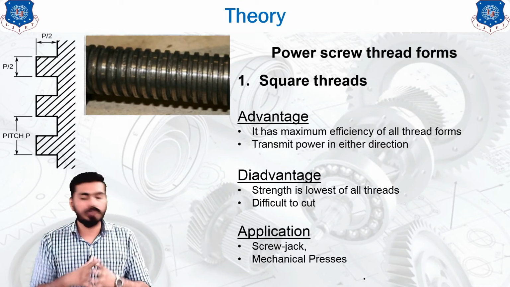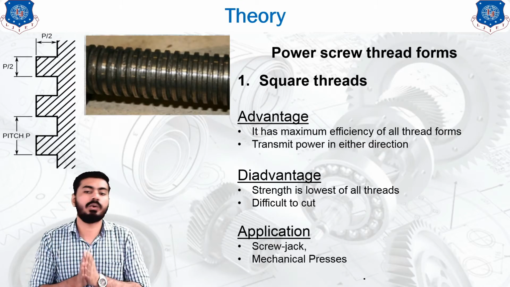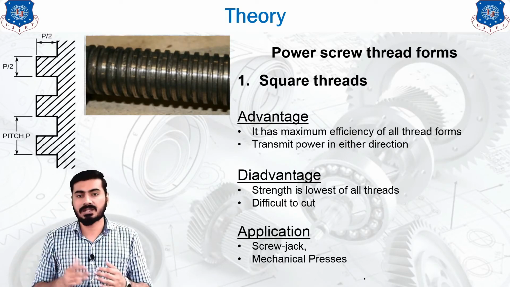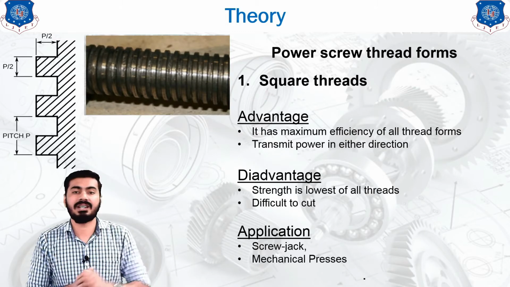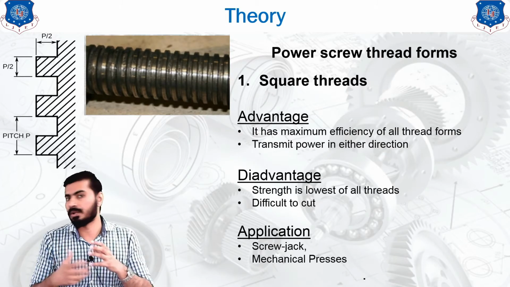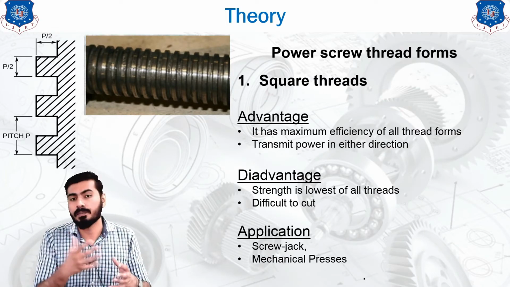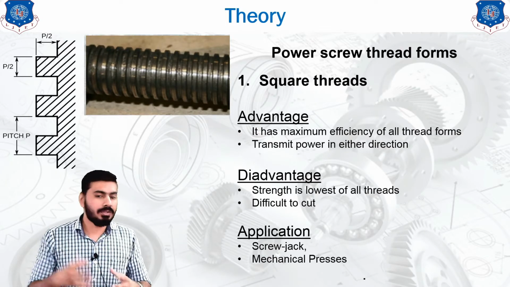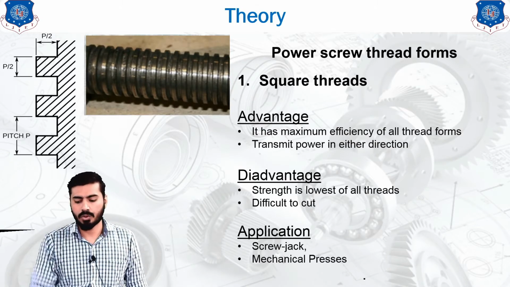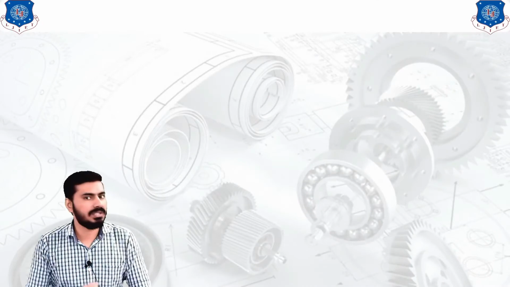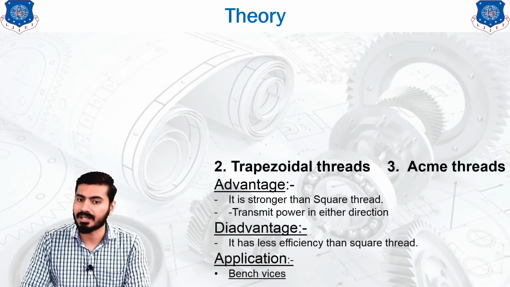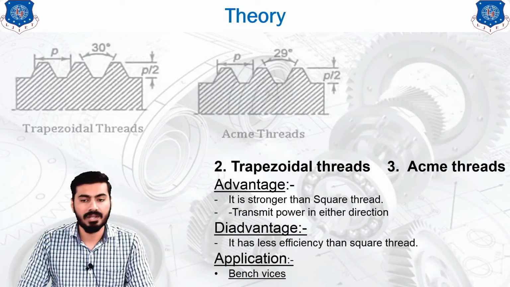The disadvantages of the square threads are the strength is the lowest of all the threads. Whether there are a number of types of threads available, this type of thread has low strength, and it is very difficult to cut. So the manufacturing of this type of thread is also difficult. So the application of this type of thread is limited to the screw jacks and the mechanical presses. So wherever high efficiency is required and low strength is permissible, then you will be able to utilize this type of thread.